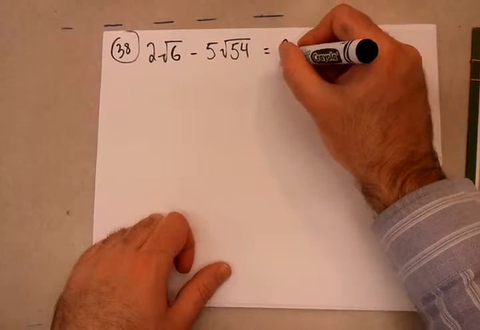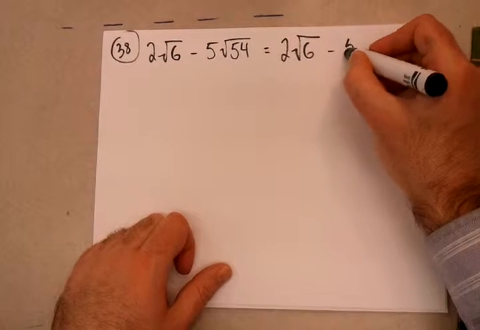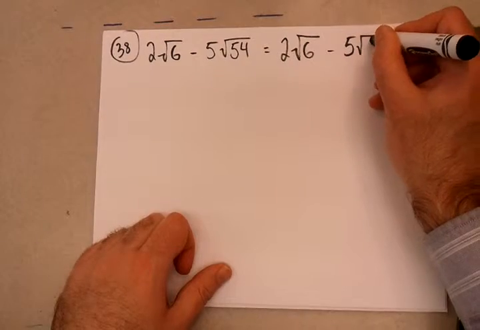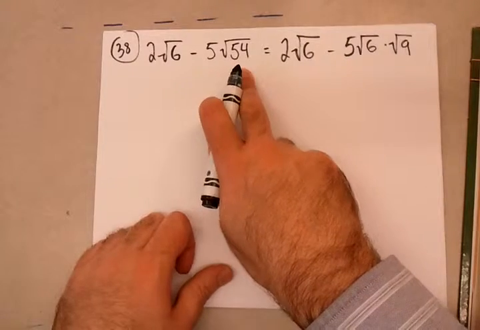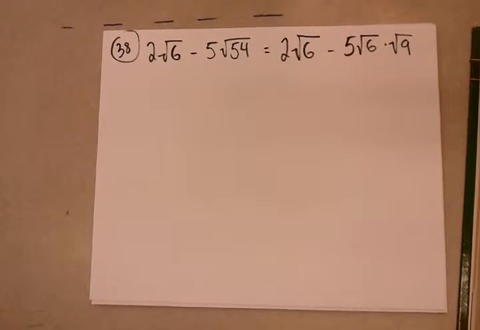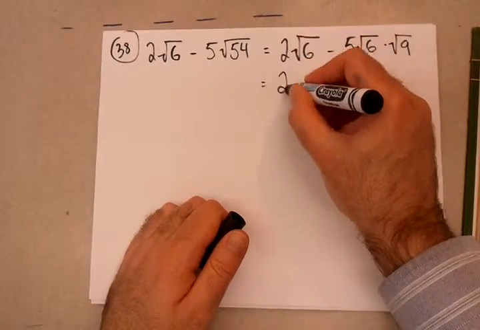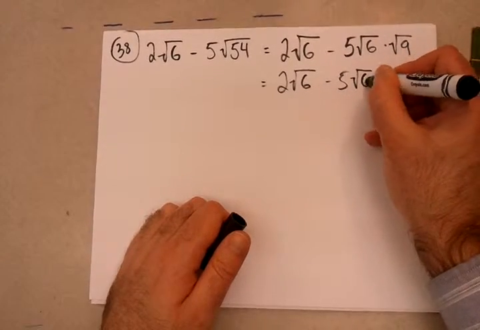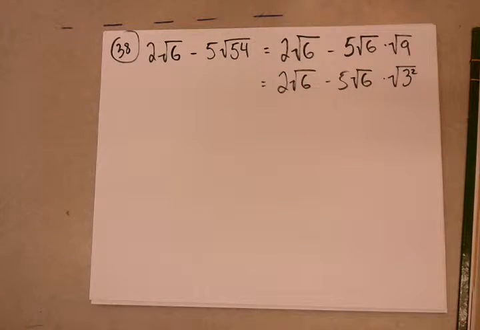So I can write this as, I'm going to leave the first one untouched, but the second number I can write as 5 times root 6 times root 9. So I just broke up the 54. The product property allows me to break them down into 2 different factors. And once I did that, again I'm going to leave this as is, but over here I can write the 9 as 3 squared. As I told you before, I can cancel out any powers of 2 with the square root.